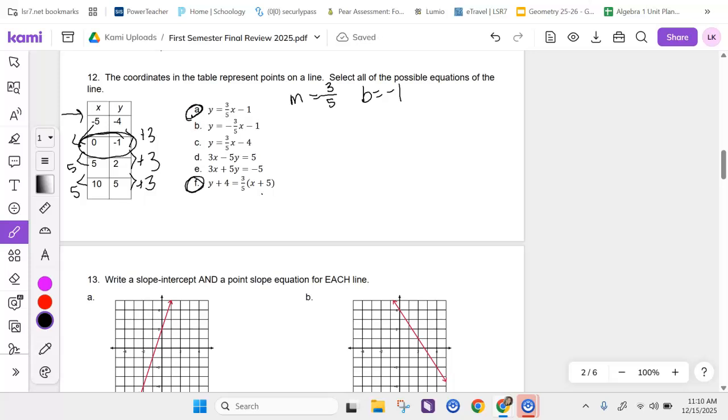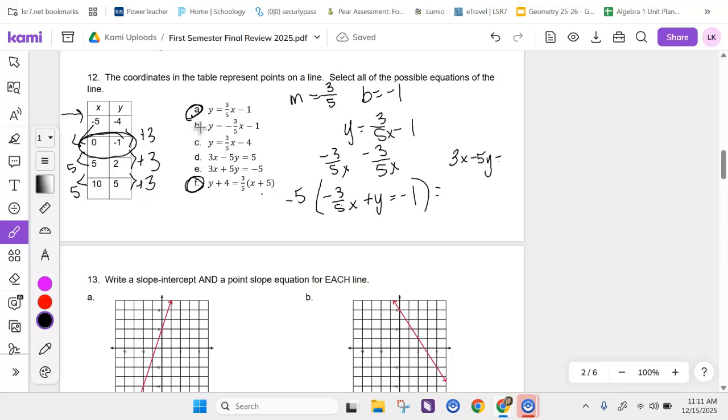And then I'm going to take y equals 3/5 x minus 1, and I'm going to just change that to standard form. So that would be subtract 3/5 x. So then I have -3/5 x plus y equals -1. I can't have a fraction or a negative, so I'm going to multiply by -5. So then I would get 3x minus 5y equals 5. So it'd be D.